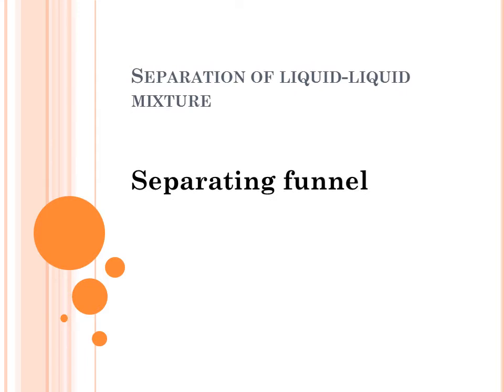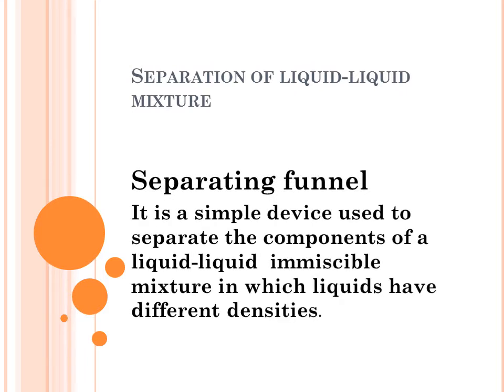Let us study the separation of liquid-liquid mixture by separating funnel. It is a simple device used to separate the components of a liquid-liquid immiscible mixture in which liquids have different densities. Immiscible liquids are called emulsions. These immiscible liquids do not mix with each other. For example, water and kerosene. These two are immiscible liquids. Such mixture can be separated by using separating funnel.